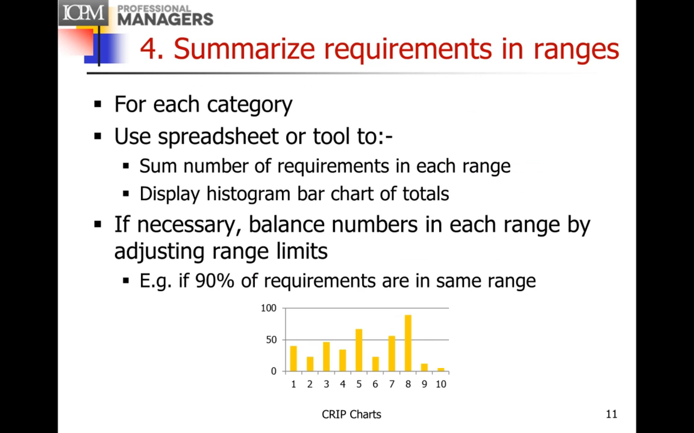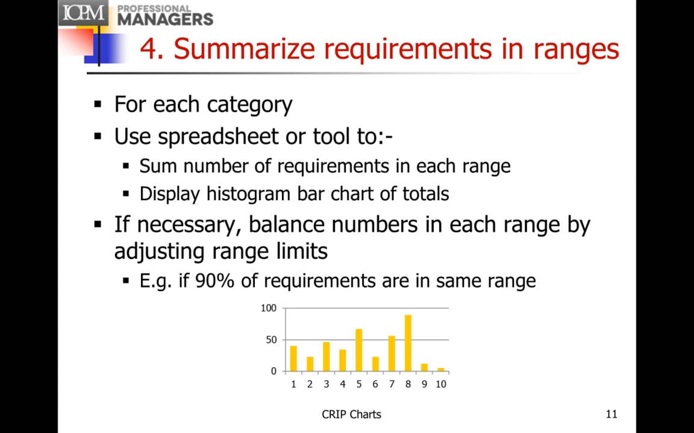And then we summarize the requirements into a range. So we take a spreadsheet or a tool, if we developed it, and sum the number of the requirements in the range and display them in a histogram like I've shown here. And then, if necessary, balance the numbers by adjusting the range limits. For example, if 90% of the requirements show up in the same range, you may want to spread them out a little to make it a little more usable.